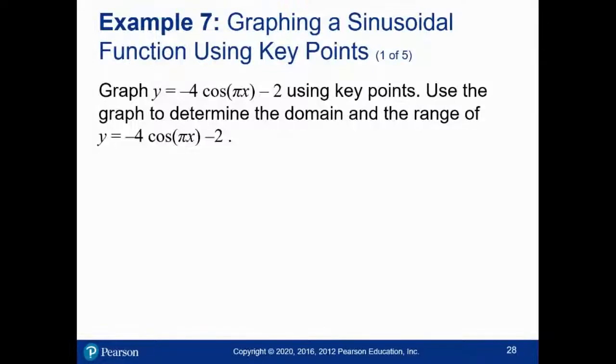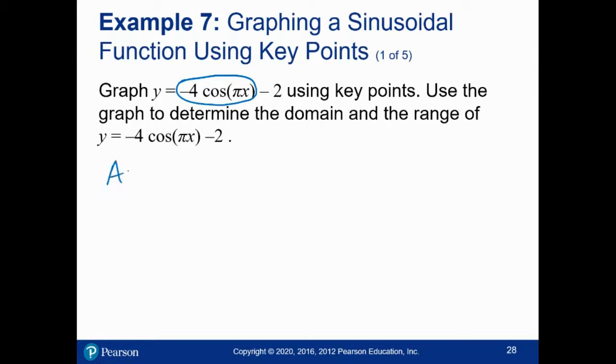So continuing on, the only thing that makes this different than previous examples, first of all, it's a cosine, and the last example we did was a sine. That's not a big deal. But we have this -2 tagged on at the end. So here's how I would do it: if I can produce the graph of this, I can just shift it down by 2.